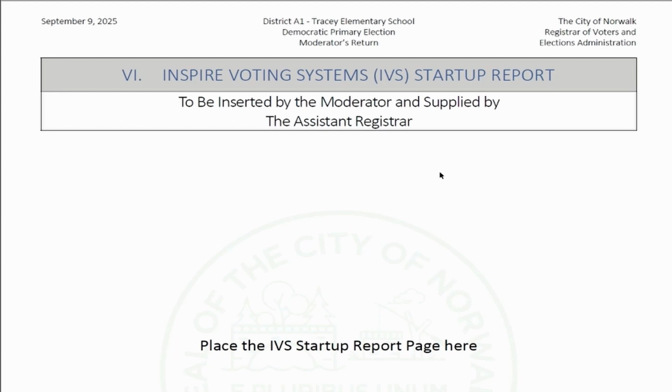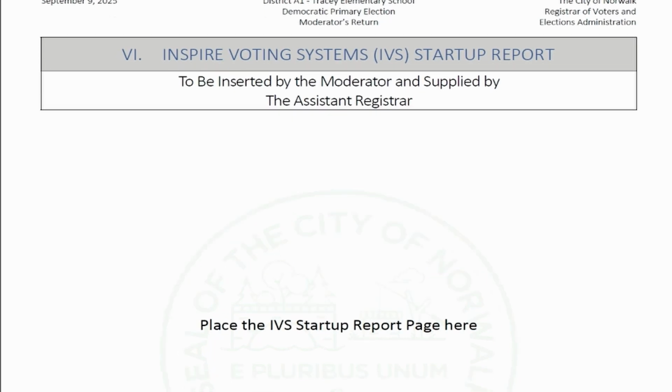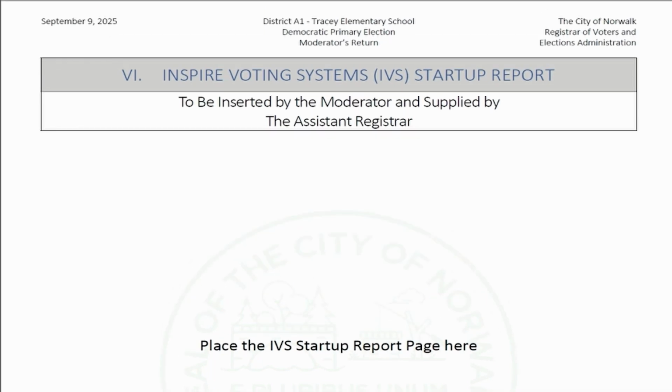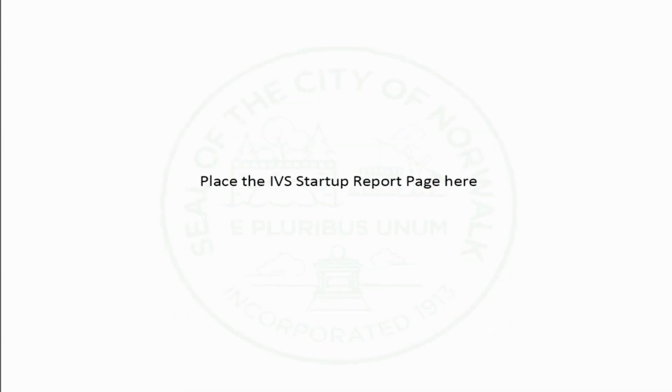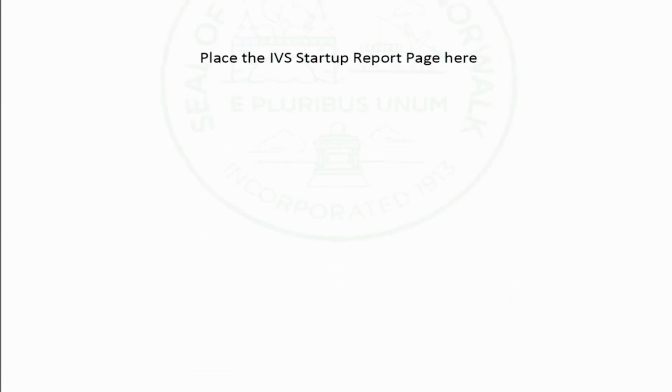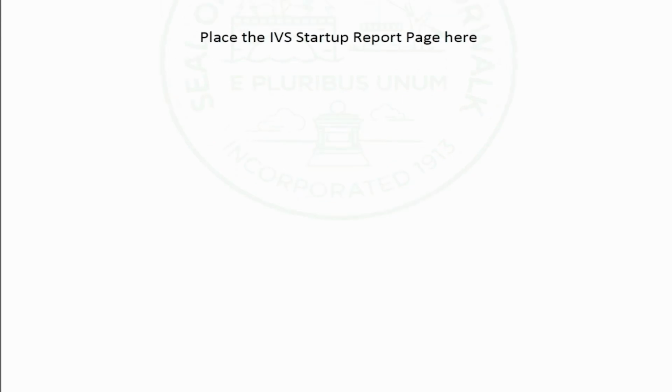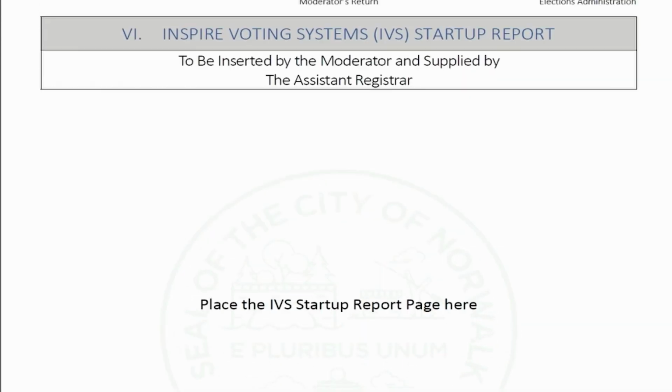The IVS system is required to be available at the opening of the polls. The assistant registrar is responsible for confirming that the IVS system is available by printing an initial startup page. Sign the startup page and place the printed startup page on top of section 6 in the Moderators Return.